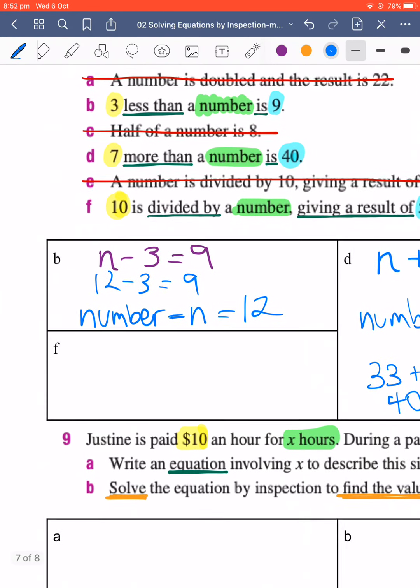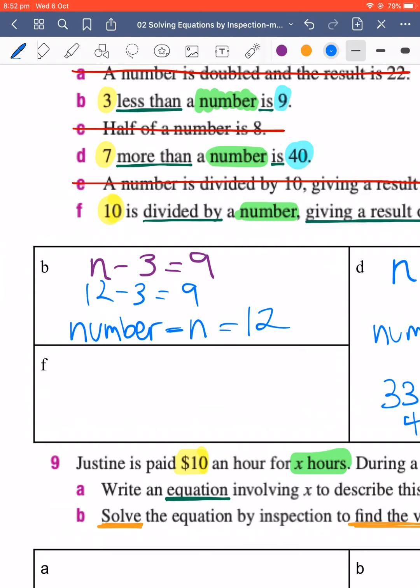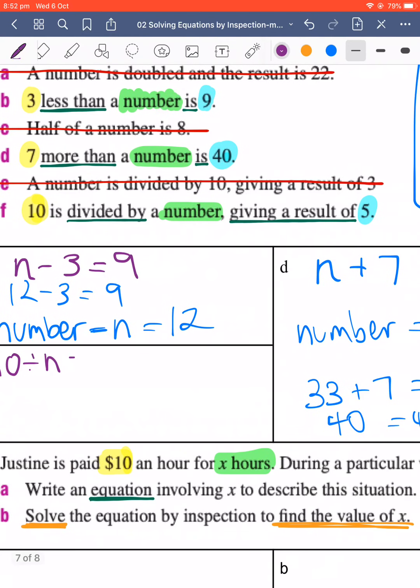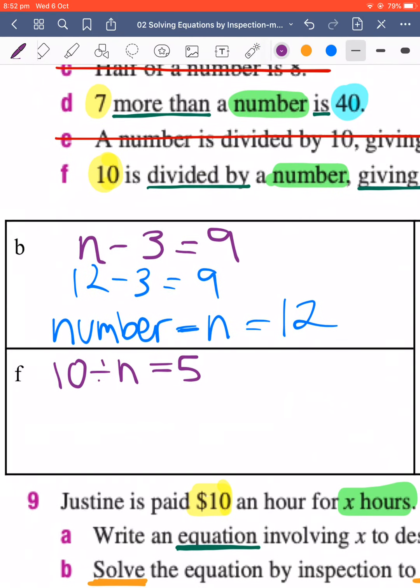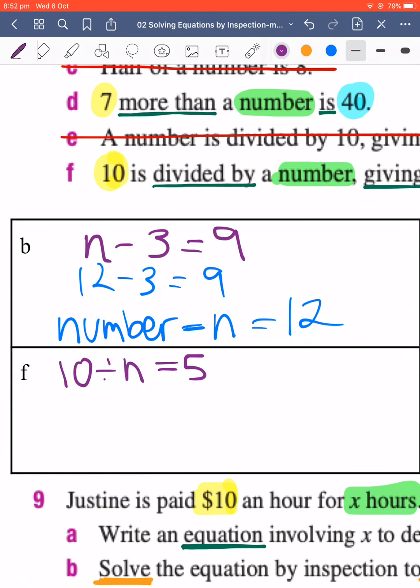Next one, F. 10 is divided by a number. So I start off with 10. 10 is divided by a number, giving a result of 5. Let's put that 5 in there. So what's 10 divided by something to give me 5?